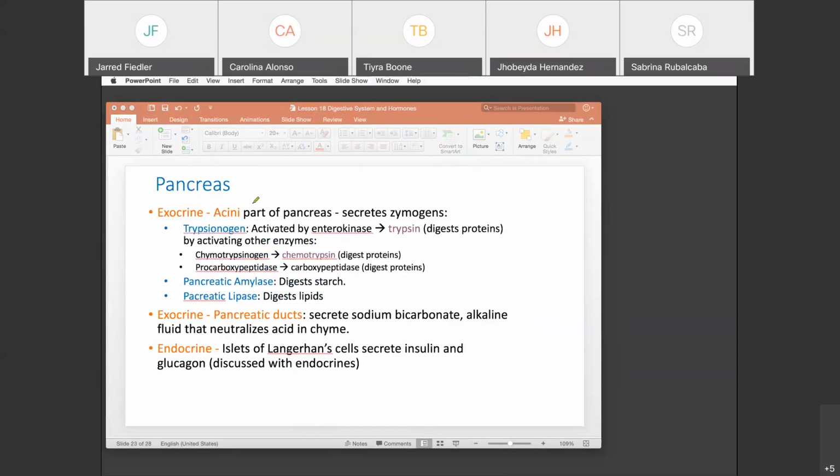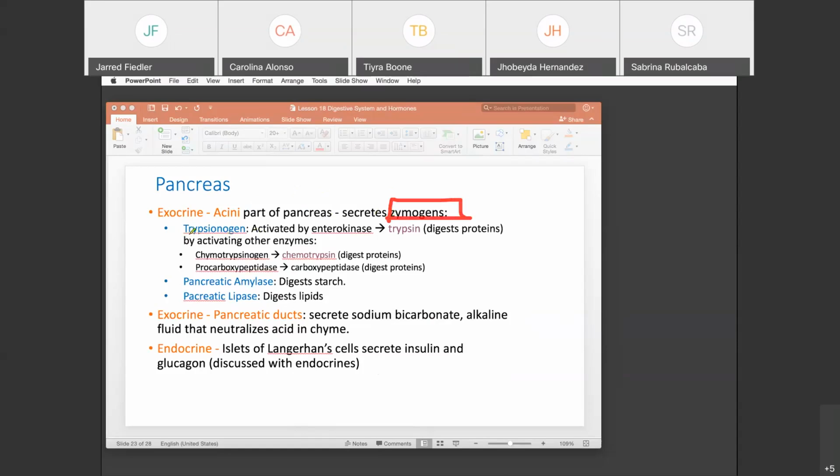Now, in the exocrine, we have the acini part of the pancreas. It's going to be secreting zymogens, however you want to pronounce it. And one of the enzymes, one of the proteins that's going to be secreted is called trypsinogen.